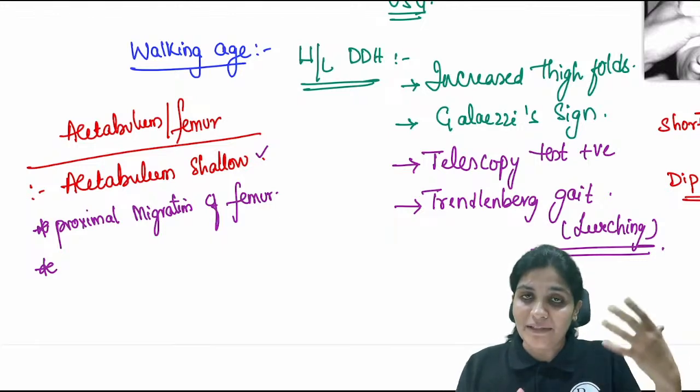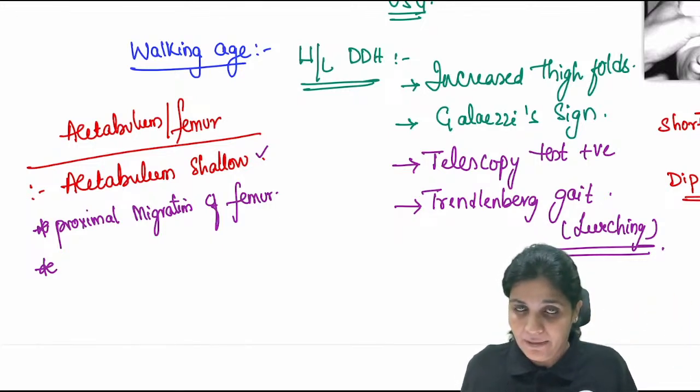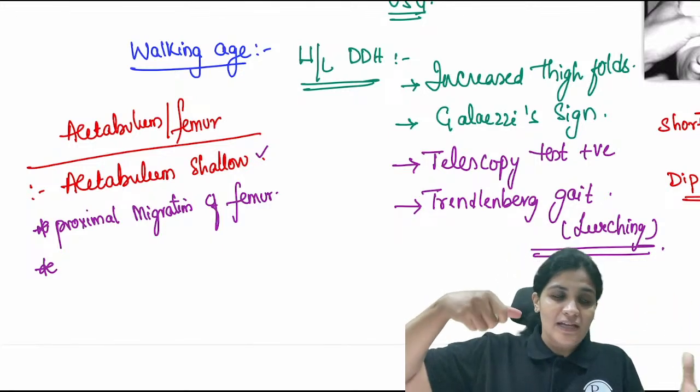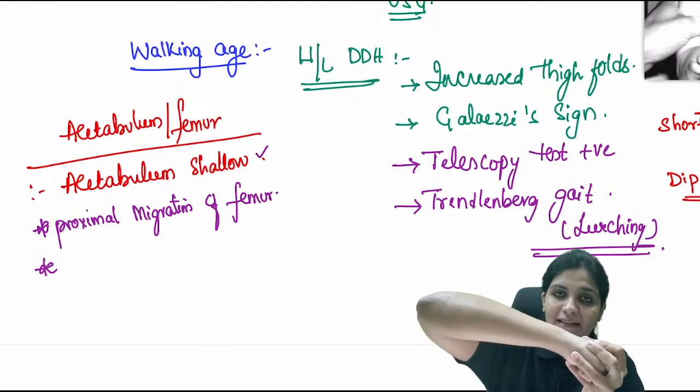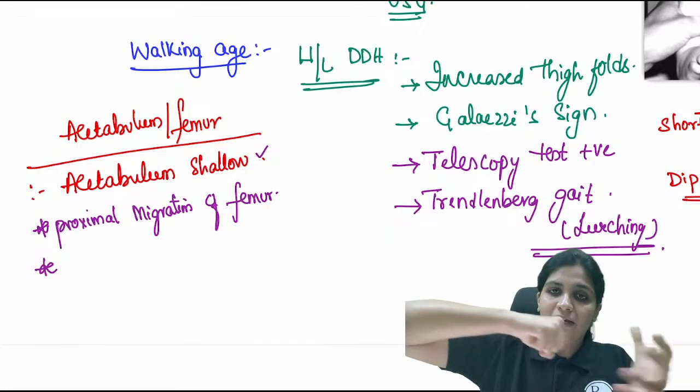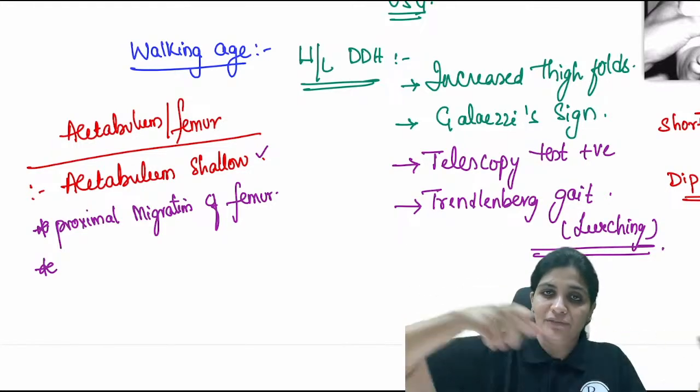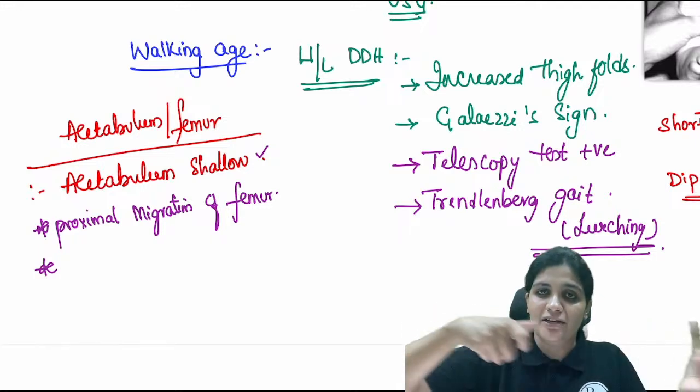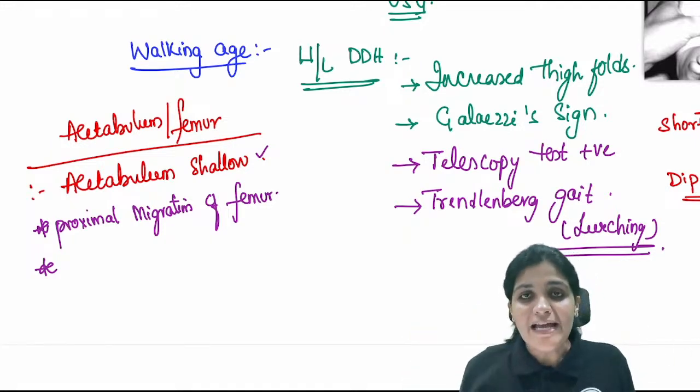So usually whenever there is a dislocated hip, what you can do is, because the head is not sitting in the acetabulum like this, if you move the femur, you can easily feel the movement of the femur outside the acetabulum and into the acetabulum like this. That is called telescoping.